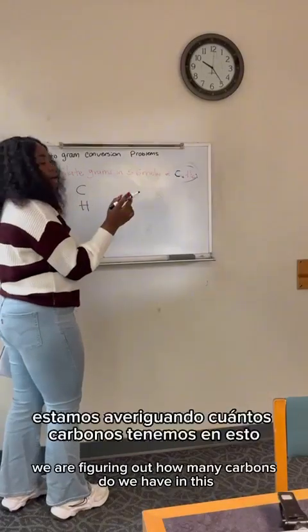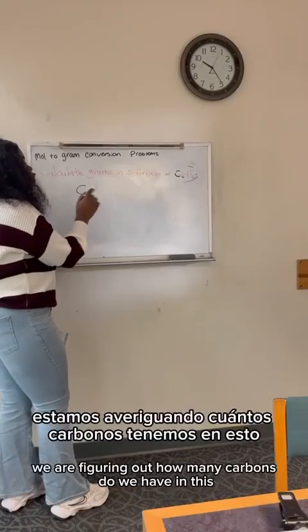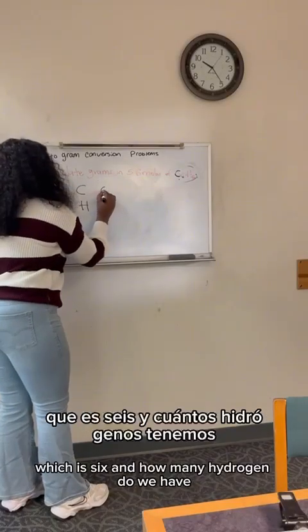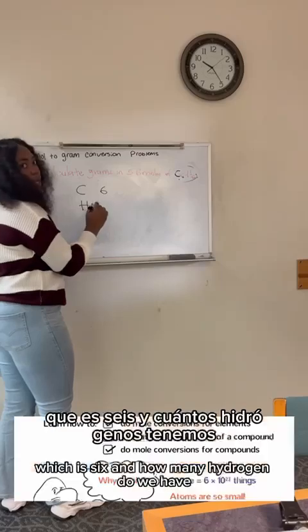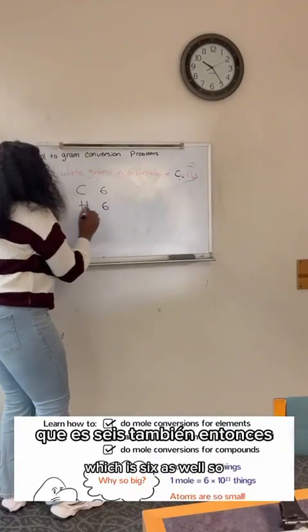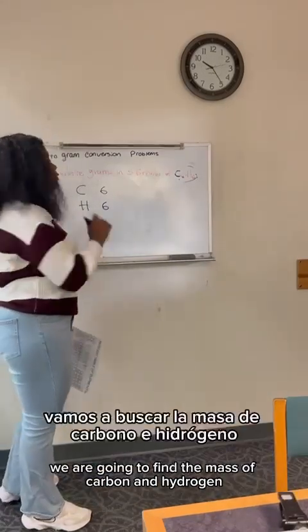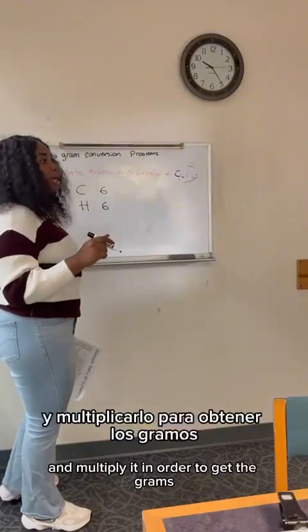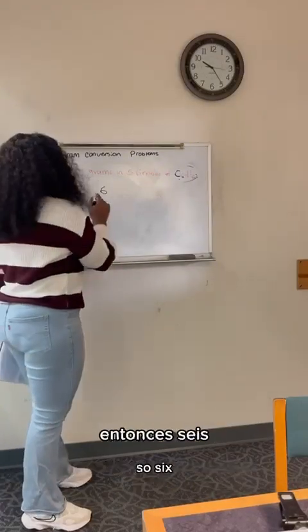So we are figuring out how many carbons do we have in this, which is 6, and how many hydrogens do we have, which is 6 as well. So we are going to find the mass of carbon and hydrogen and multiply it in order to get the grams.